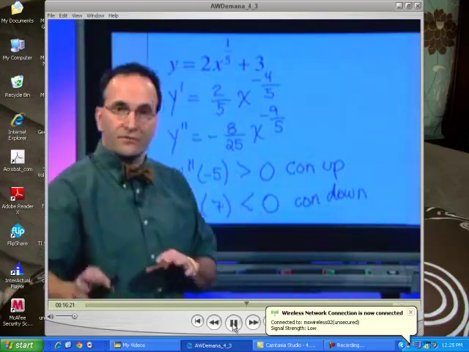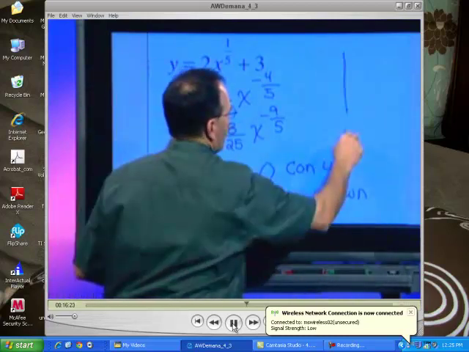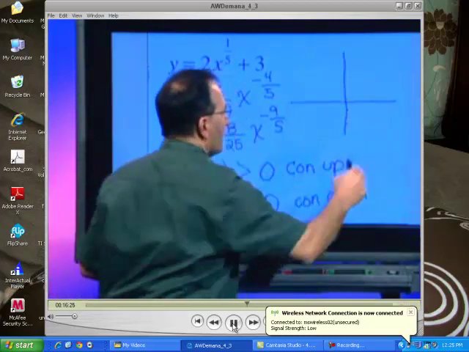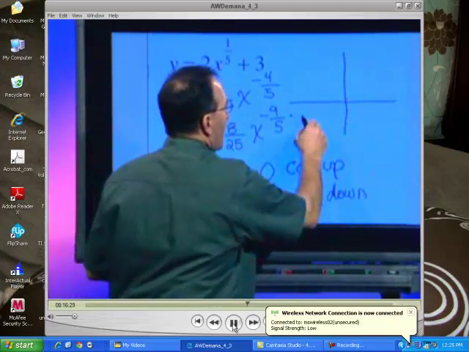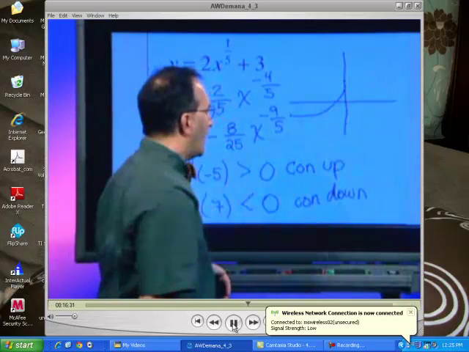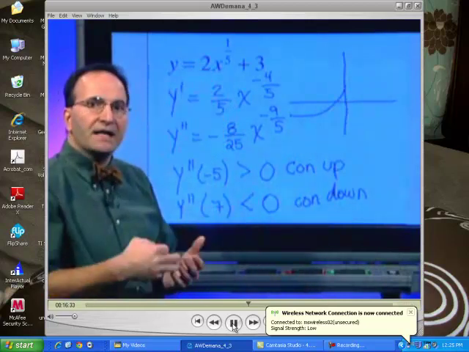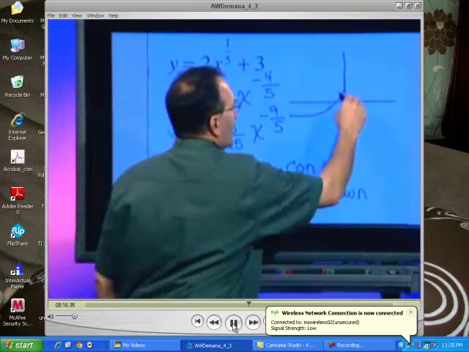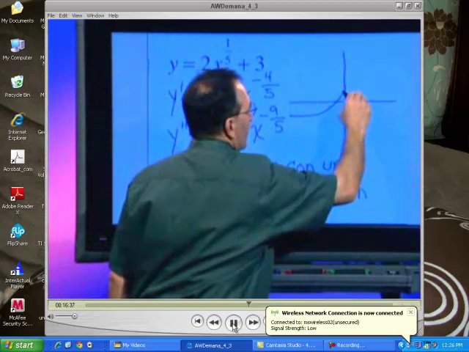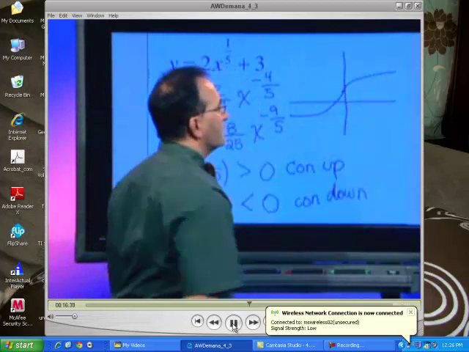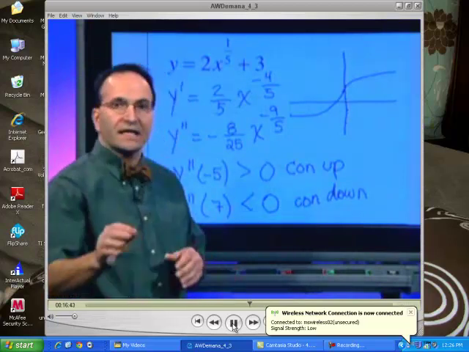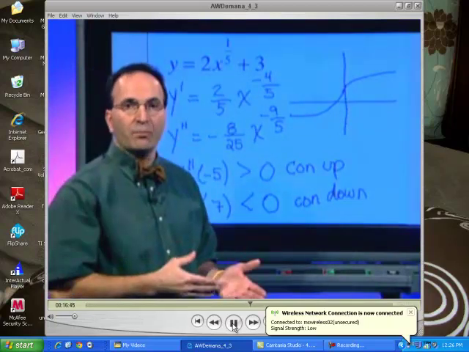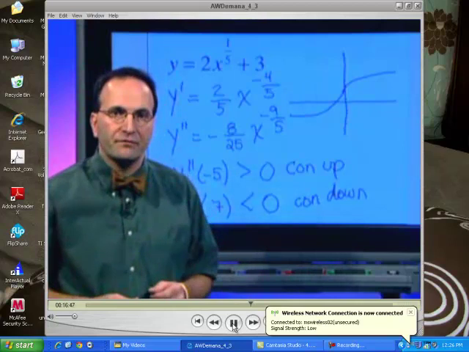Then in terms of the graph, this is just a very rough sketch. We know that for negative x, it's going to be concave up. But then something happens at 0 where, beyond to the right, it's going to be concave down. So that's how we can use the second derivative test to help us draw the graphs of functions.